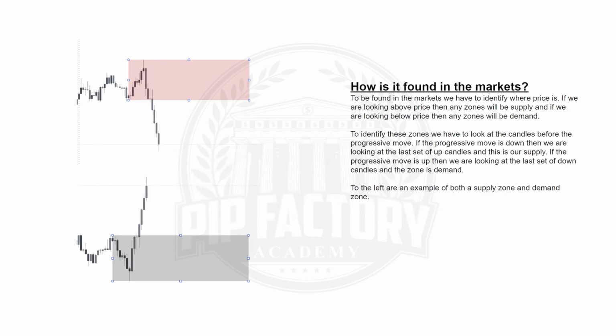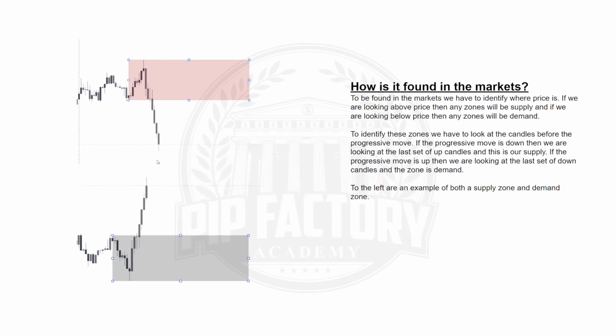Now to identify these zones, we have to look at the candles before the progressive move. A progressive move is a move down here that breaks structure, like so. You can see here's our little structure line, and price comes down, and that is a progressive move. In this example, we've got the structure line here, and the price comes up, breaks that, and that there is the progressive move.